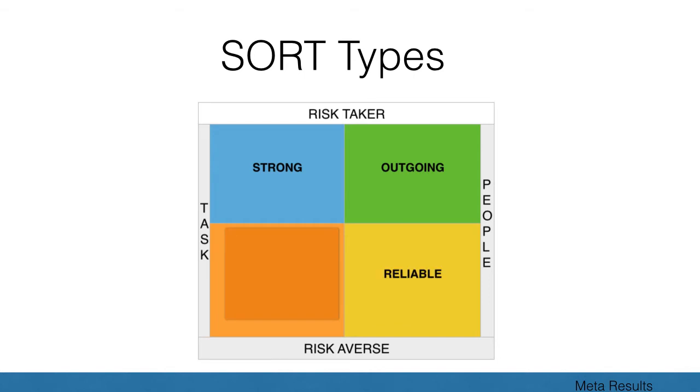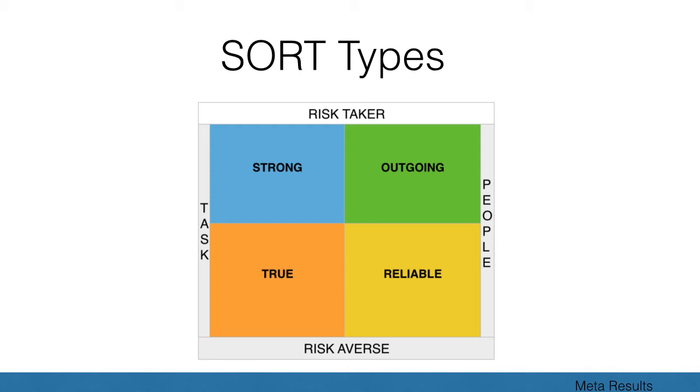The third type of person is reliable. So that is factor R, and he is people oriented, but he is risk averse. So you start seeing a differentiation of the kind of people that are involved. And the fourth type is true, which is that he's task oriented, but he's also risk averse. So there you have it: S for strong, O for outgoing, R for reliable, and T is true.